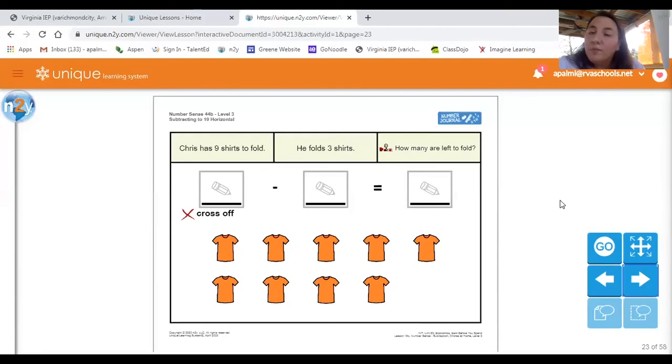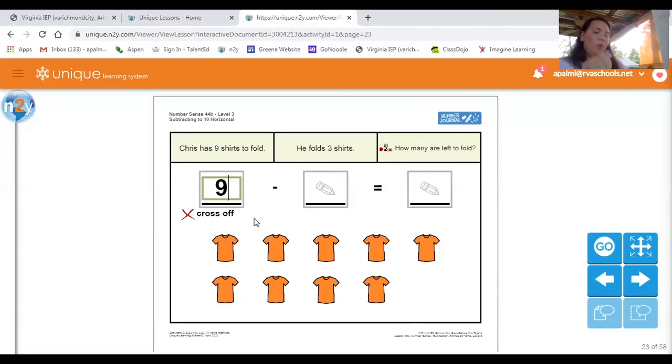Okay, so what's my big number that I start with? Good, I hear lots of friends saying 9, and it says here in my first part, Chris has 9 shirts to fold, so I know that's my bigger number. With your finger, find the number 9 on the keyboard and type it in. Beautiful. And now we're going to count out 9 with our objects.